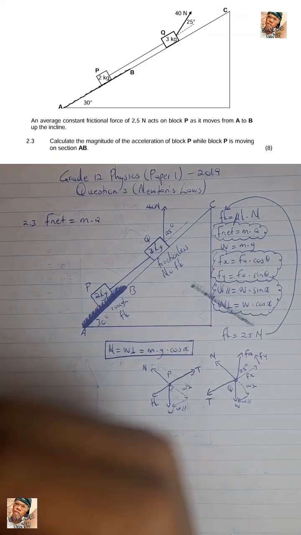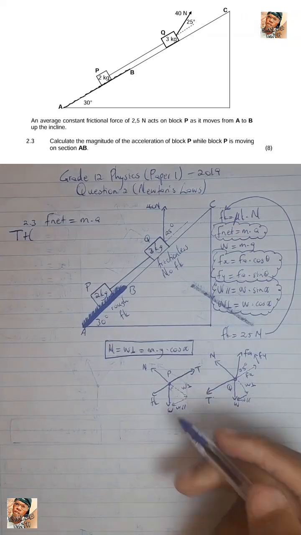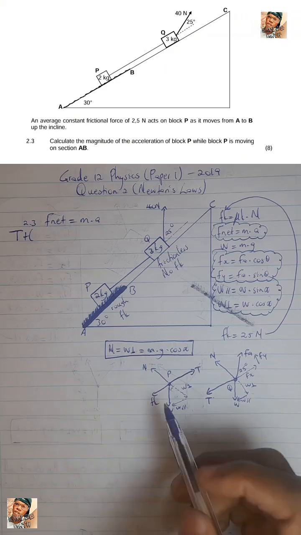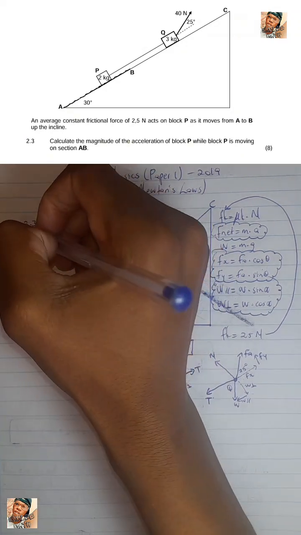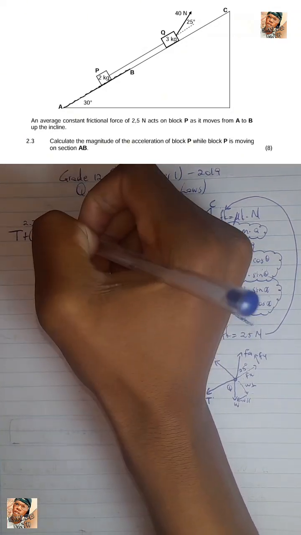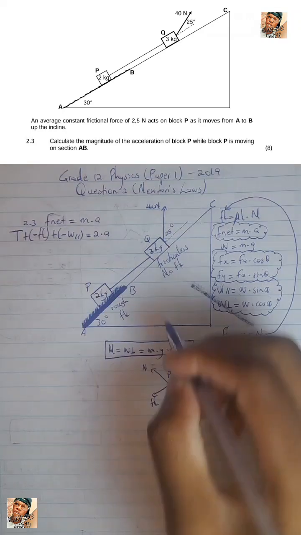So we're going to have to write it first. We're going to take tension as positive and the ones that are acting in the opposite direction as negative. So that means the frictional force and the weight parallel are going to be negative. So we have positive tension plus negative frictional force plus negative W parallel is equal to the mass of P, which is 2 kilograms, so 2 multiplied by the acceleration, which is the one that we're looking for, right?